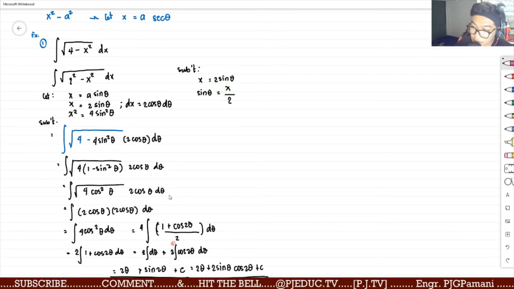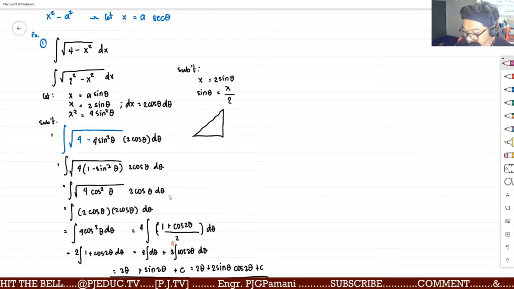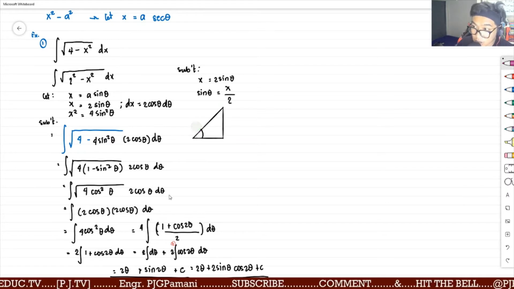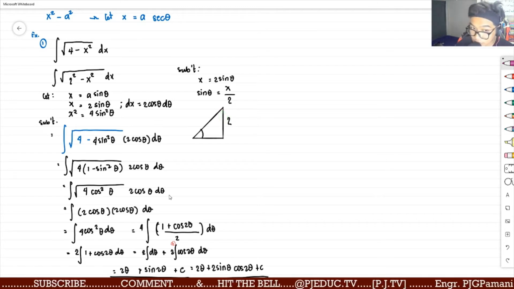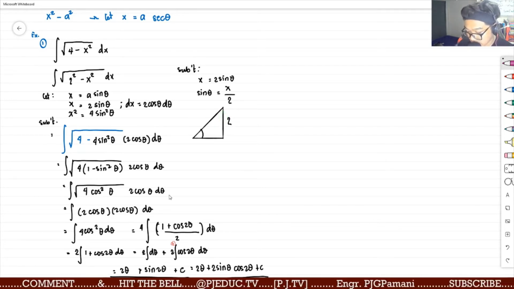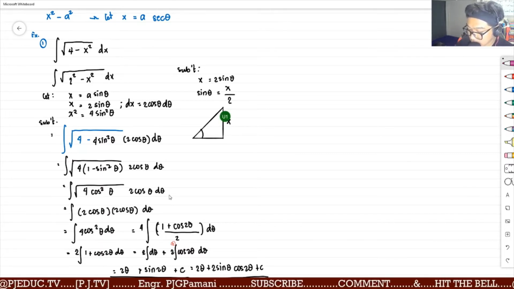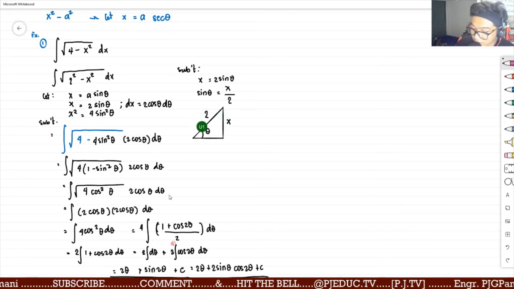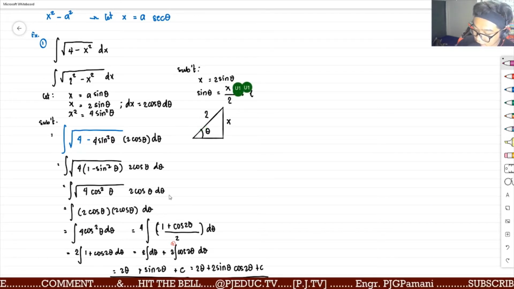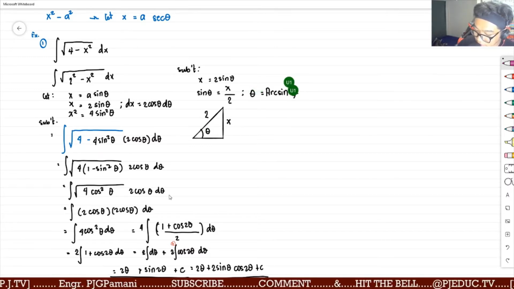Based on our Pythagorean theorem, what is sine? Opposite over hypotenuse. Hypotenuse over opposite? Is that right? Opposite over hypotenuse. So, opposite over hypotenuse. This is our triangle, where theta is also expressed as arc sine of x over 2. Right?